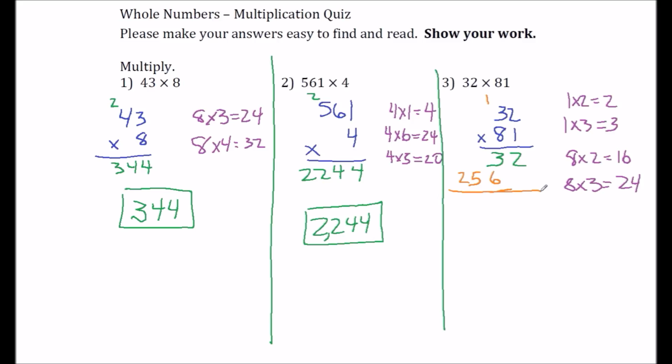And then the final step in this problem is we have to add these results. So whether you had a 0 here or an X or you left it blank, the 2 basically just comes straight down. Then 3 plus 6 gives you 9. And then 5 with nothing above it and 2 with nothing above it. So final answer, 2,592.